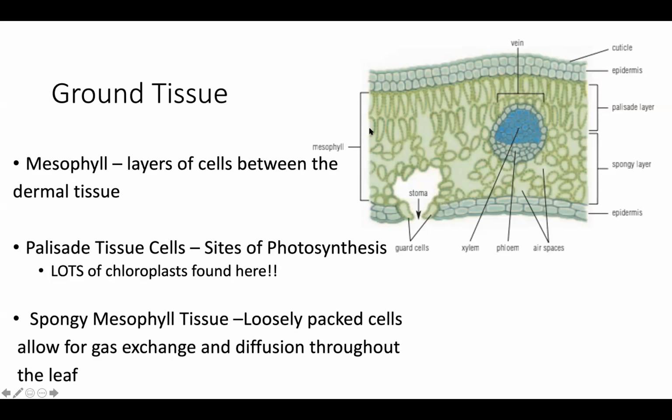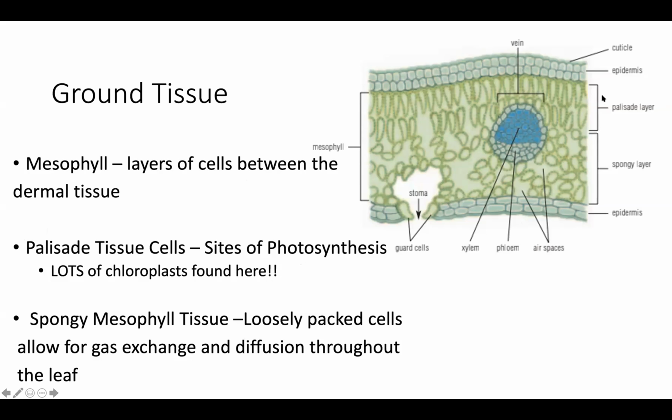So that is the layers of cells between the dermal tissue, okay? So we have dermal tissue, and then just in general, we have the mesophyll. Within the mesophyll, we have palisade tissue cells, and these are the sites of photosynthesis. So I remember that the palisade tissue cells are the sites of photosynthesis because they both start with P's, okay?